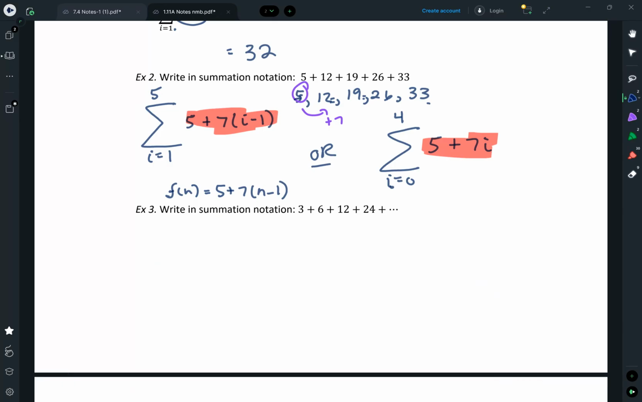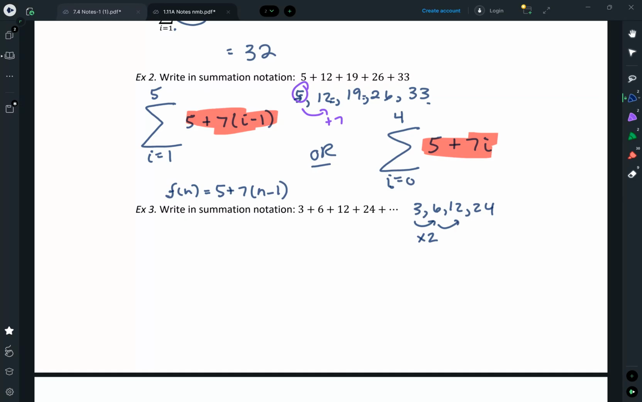Our next example, we're going to try and write again. So I want to think one more time about just this list of numbers, 3, 6, 12, 24. So I'm starting with 3. And then what am I doing each time? Well, it looks like I am multiplying by 2. It's geometric. We're multiplying by 2.